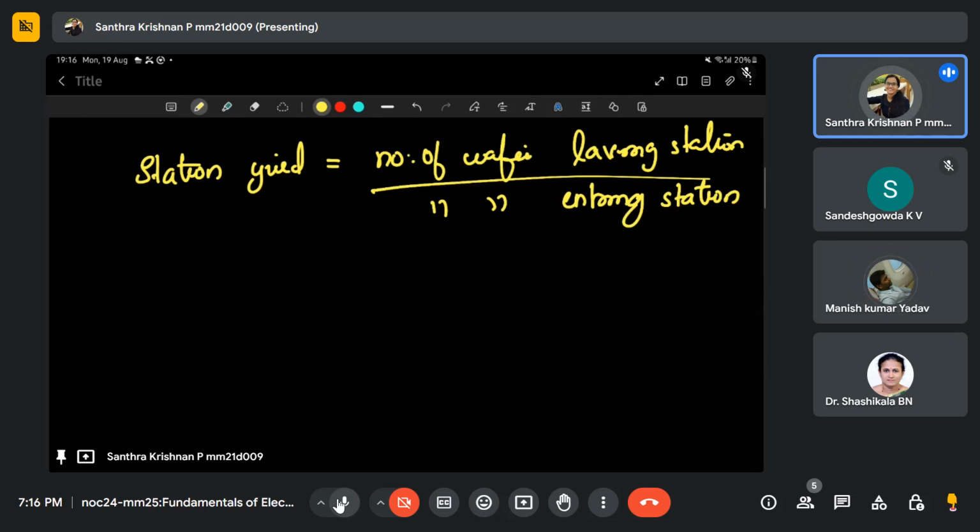And one more thing that you have to remember in this context is that there is something known as fabrication yield.